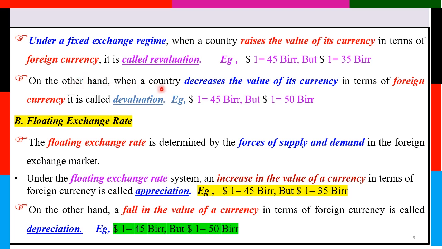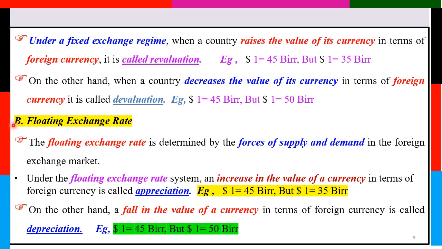On the other hand, when a country decreases the value of its currency in terms of the foreign currency, it is called devaluation. Decreasing is devaluation. For example, $1 US nowadays is 45 Ethiopian birr. Assume the Ethiopian government wanted to devaluate, decreasing the purchasing power of the Ethiopian birr, then $1 US is converted to 50 Ethiopian birr. So the ability of the Ethiopian birr to buy something in the world market is what? It is decreasing. Why does the government sometimes take the measure of devaluation? In order to increase the amount of what? The exports.